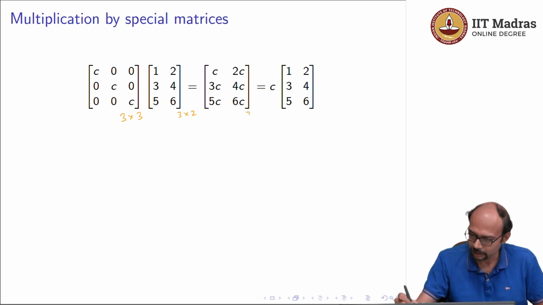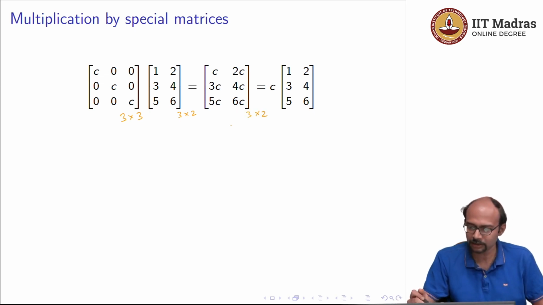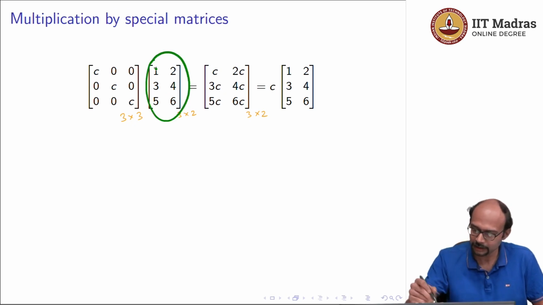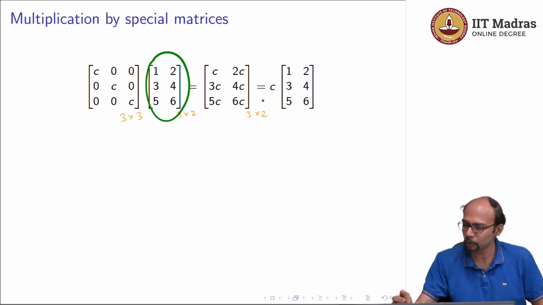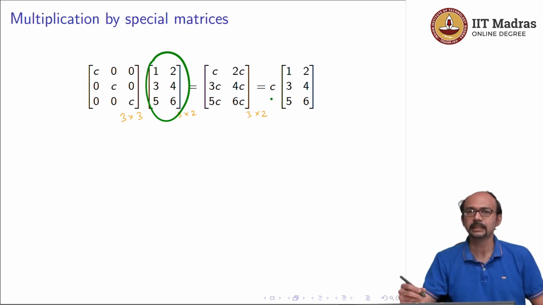When you multiply these, you will see that the first entry, for example, the 1,1 entry of this is c times 1 plus 0 times 3 plus 0 times 5. So it's just c times 1, which is c. The 1,2 entry is c times 2 plus 0 times 4 plus 0 times 6, which is c times 2, so 2 times c. So you can see what's happening. Each entry of this second matrix is getting multiplied by c. So I can pull that c out and think of this as scalar multiplication by the constant c. That's what's special about scalar matrices.